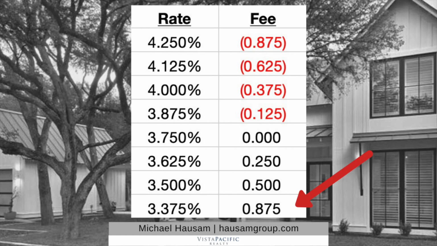According to this particular sheet, the 3 3/8% rate would cost 7/8% of the loan amount as a closing cost, but the 4 1/4% rate would yield a 7/8% credit back from the lender. And right in the middle at 3 3/4%, there's neither a cost nor a credit for that rate. To further complicate matters, not only is there an underlying rate from what I just showed you, there are also a series of adjustments that happen based upon a variety of criteria.